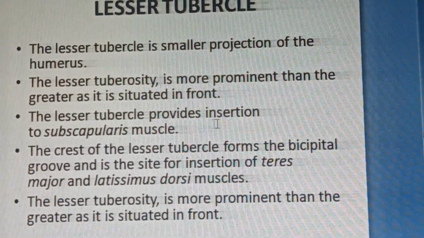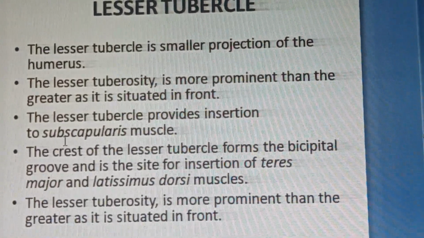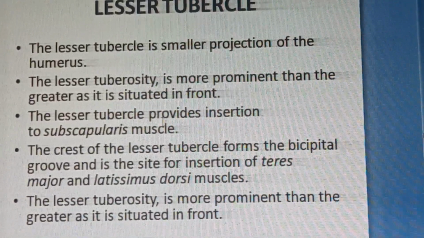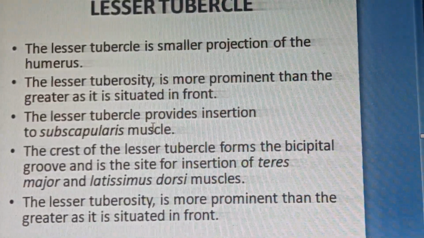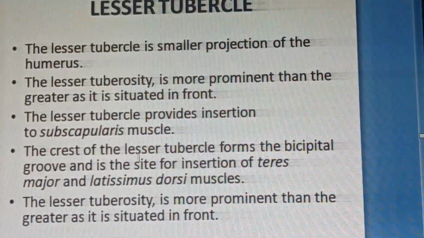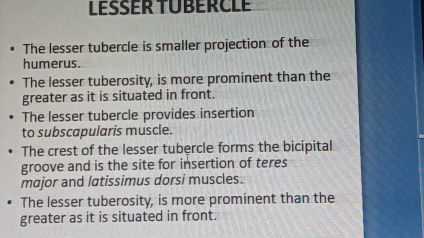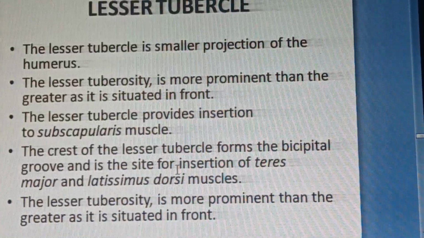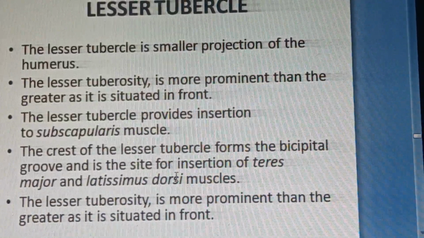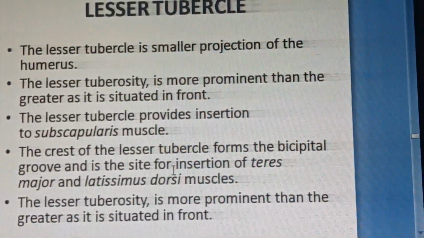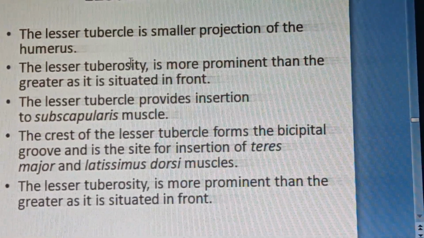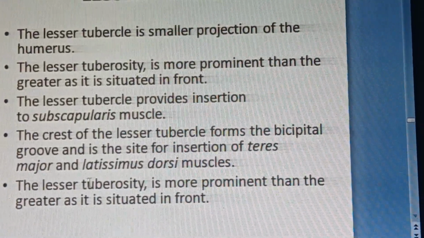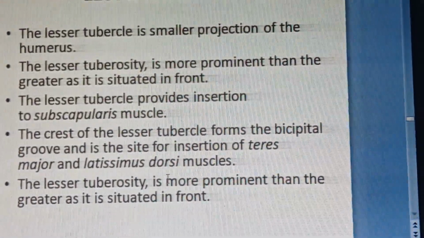The lesser tubercle provides insertion to the subscapularis muscle. The crest of the lesser tubercle forms the bicipital groove, and this is the insertion or attachment site for the teres major and latissimus dorsi muscles. So the muscles attached to the lesser tubercle are subscapularis, teres major, and latissimus dorsi.